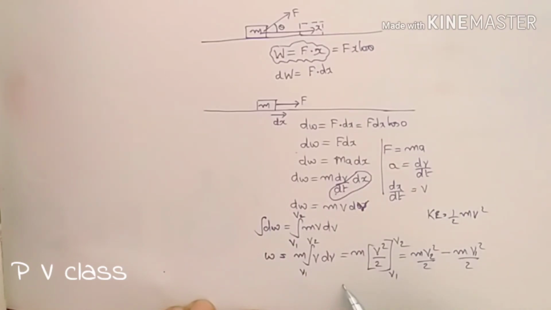Therefore we could write work done is equal to final kinetic energy minus initial kinetic energy. This is our work energy theorem. The work energy theorem says that work done is equal to the change in kinetic energy.